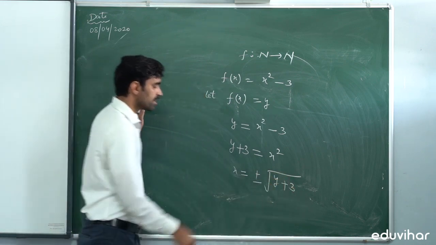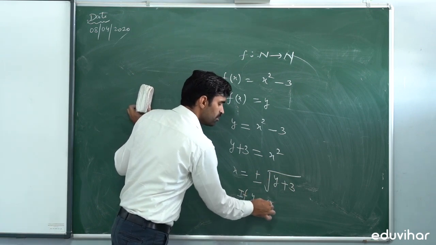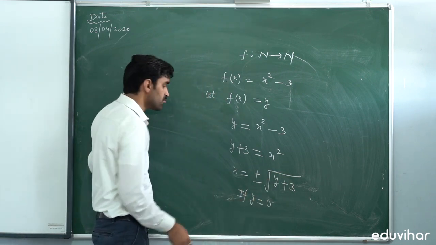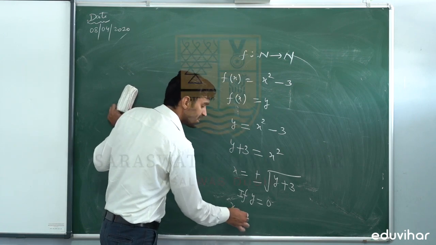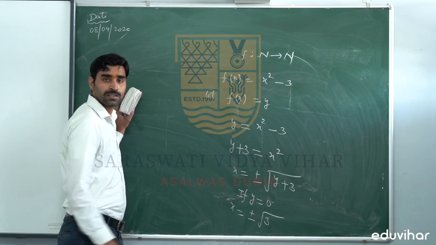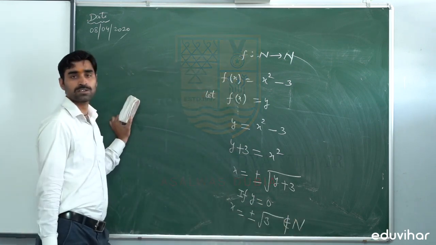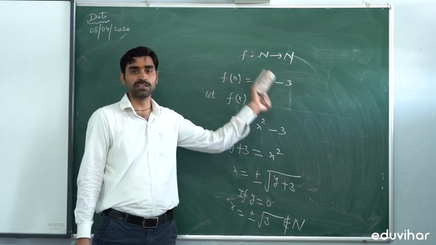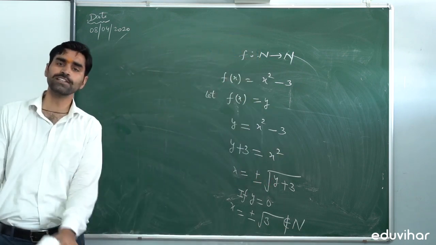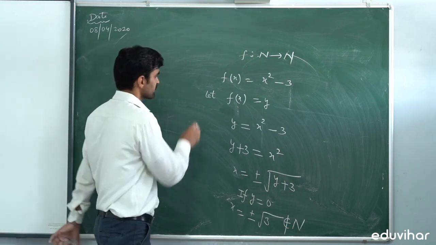If we put y equal to 0, then x equal to what? Plus minus root of 3. And root 3 is not a natural number. So this type of function is not an onto function. Okay? Have you got it?